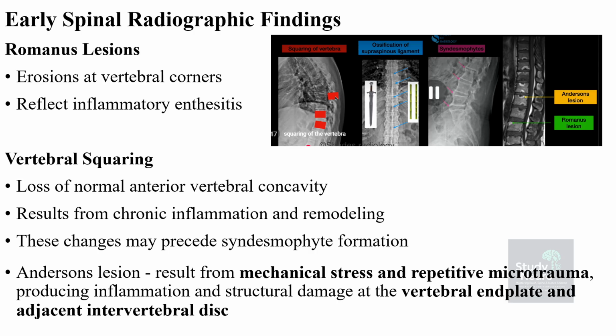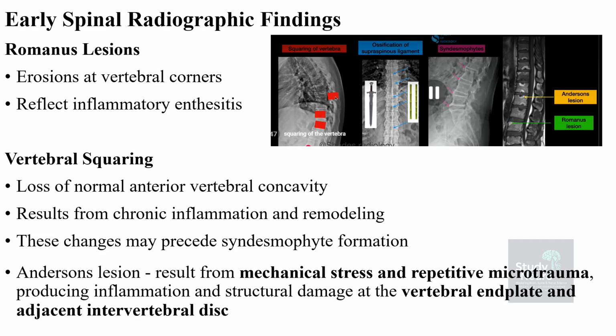Early spinal changes in ankylosing spondylitis can appear before the more advanced features of spinal fusion. One important finding is the Romanus lesion, which represents an erosion at the corner of a vertebral body caused by inflammatory enthesitis. These lesions reflect active inflammation at the attachment sites around the vertebral end plates. Another early change is vertebral squaring. This occurs when chronic inflammation and bone remodeling reduce the normal concavity along the front of the vertebral body. These changes can develop before syndesmophytes become visible.